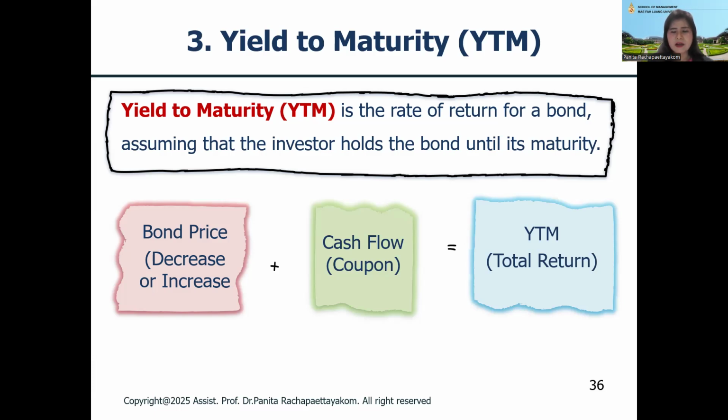In summary, the yield to maturity is the standard measure of the total rate of return. Then how do we calculate the total return at the yield to maturity? You need to use the bond price at the beginning of the period, which might increase or decrease. You add the bond price change together with the cash flow, that is the coupon. Then you will get the yield to maturity.